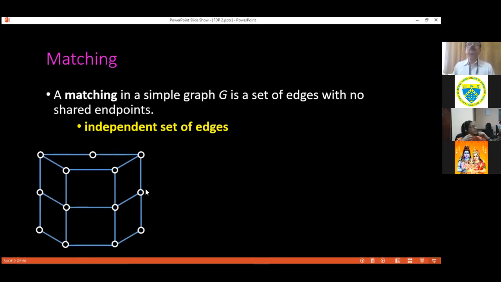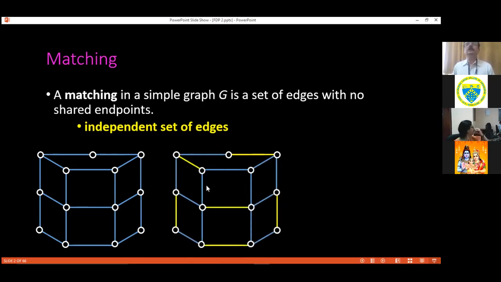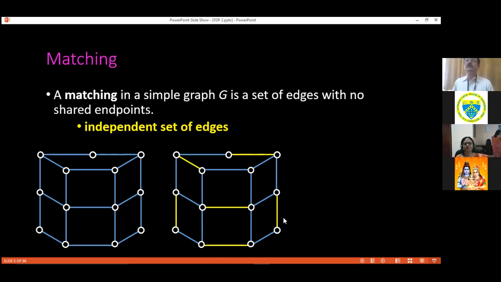Let us choose some of the edges here. If I choose this edge, I cannot choose this and this because they are adjacent. They have a common end vertex. So if I choose the first one, the second, and the third, fourth, fifth, sixth edges, these 6 edges, then that is an independent set.